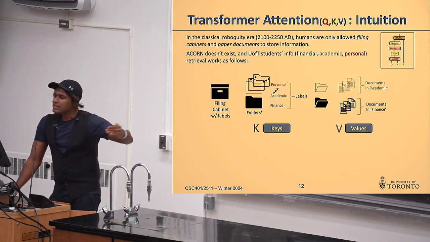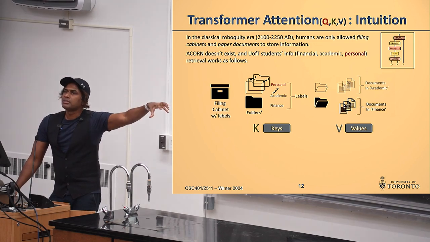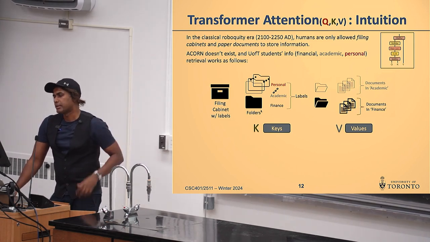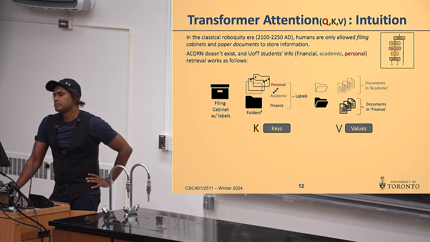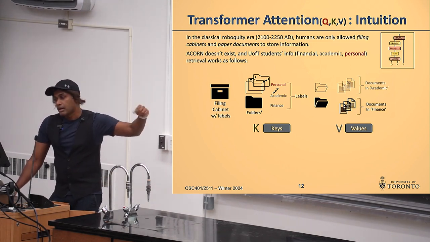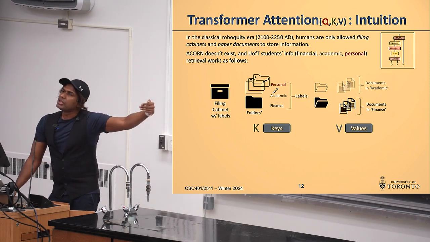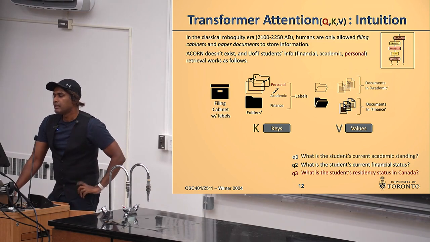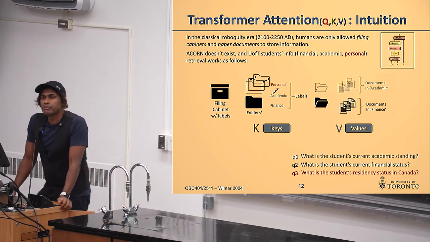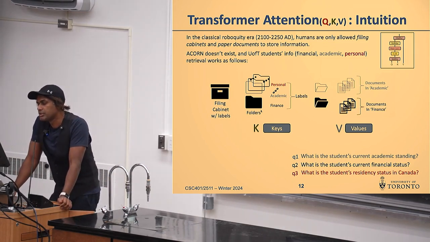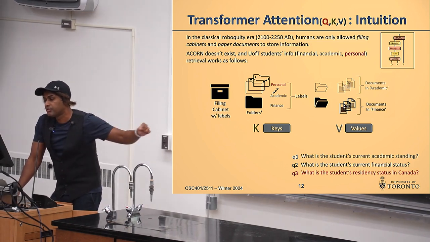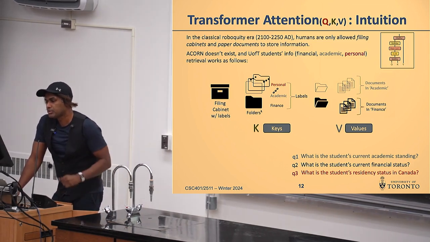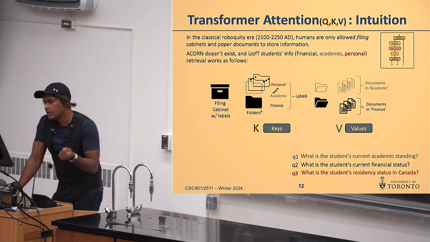And then inside the drawer, you'd have some documents related to each of these labels, right? So let's say the drawer labels are our keys, and whatever's inside each of the drawers are like values, the actual documents. And then you encounter a query from anyone, whether a student or some other institution. There are three examples of each type of question, such as: what's the current academic standing, current financial status.